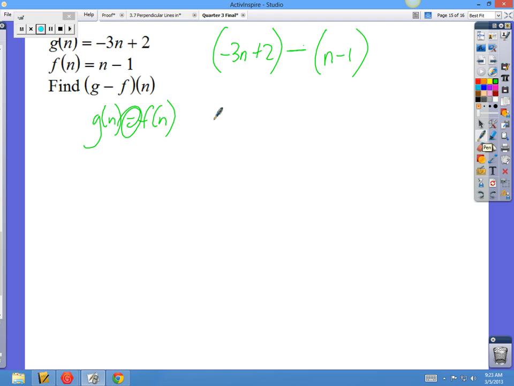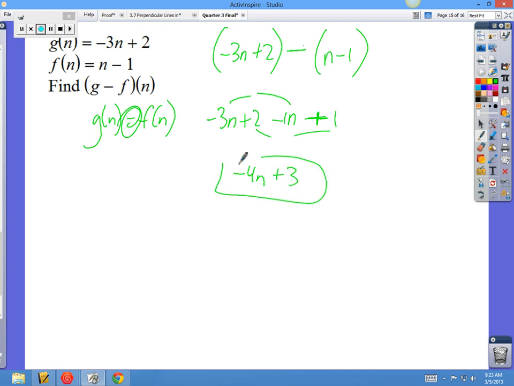So I'm going to rewrite the problem. I'm going to go negative 3n plus 2, but then it's going to subtract the n, and it's going to subtract the negative 1, which is really the same as plus 1. So these are your like terms. A negative 3n and a negative 1n should total for a negative of 4n. A 2 and a 1 should total for a 3, and that is your answer. You're done.